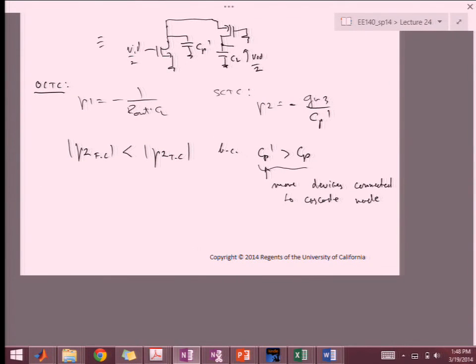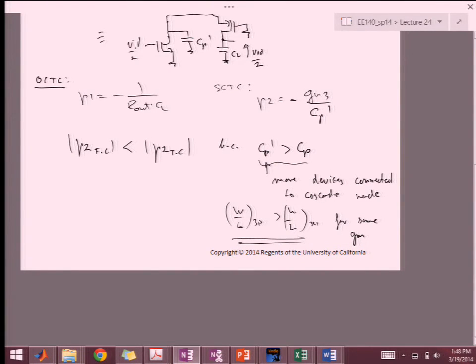Right? So W over L 3P has to be greater than W over L of 3N for same GM. Right. So this, again, will also increase the capacitance. So kind of all is working to decrease the second pole of the folded cascode.